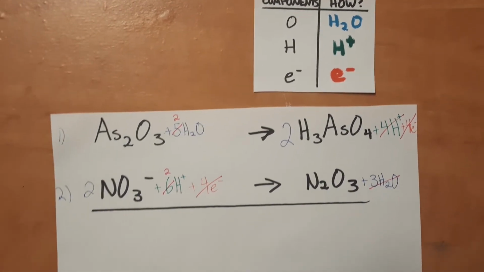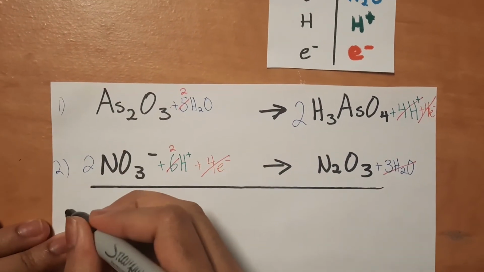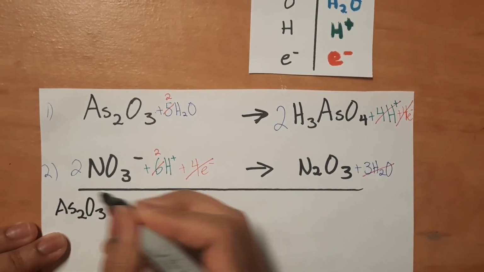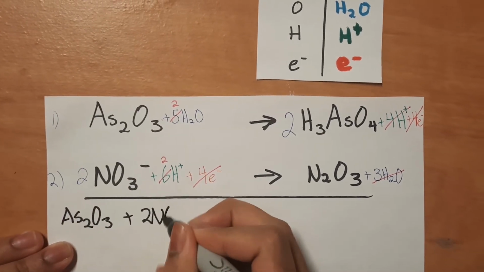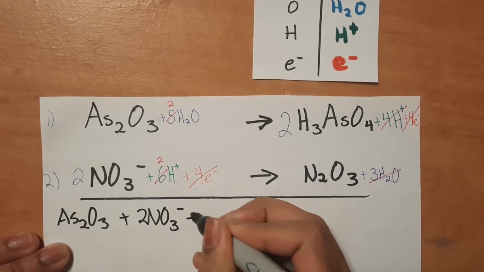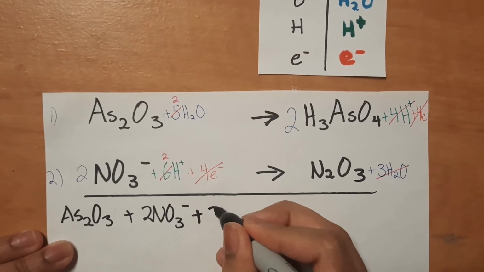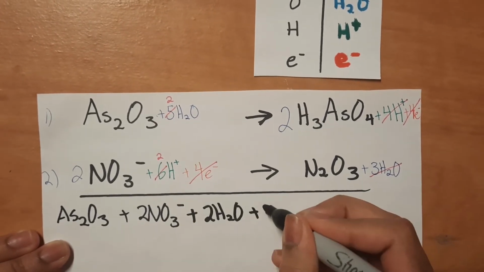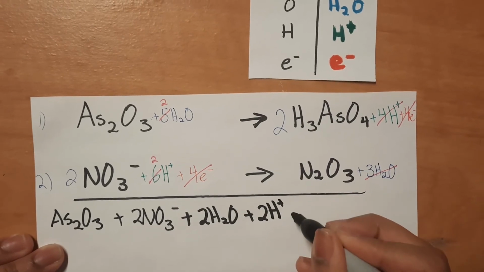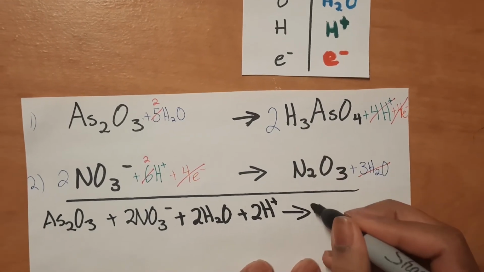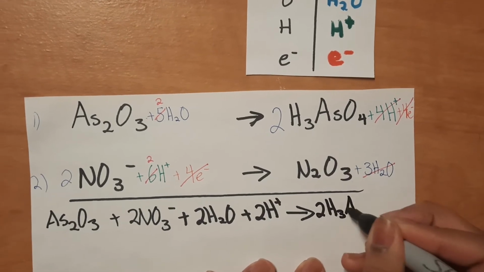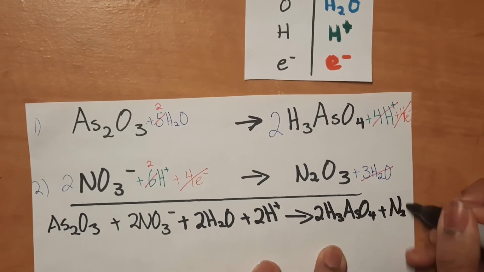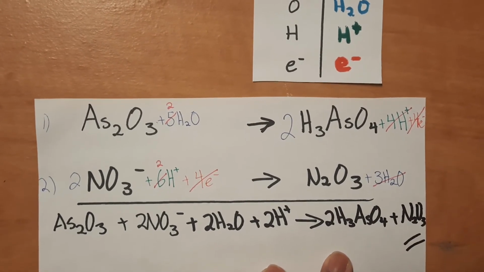So in our final answer, we'll have As2O3 plus 2 nitrates plus 2 water molecules plus 2 hydrogen ions yields 2 H3AsO4 plus 1 N2O3. That is our final answer.